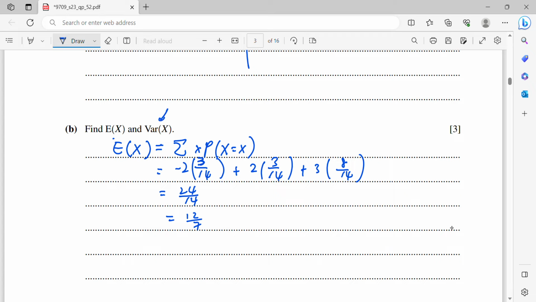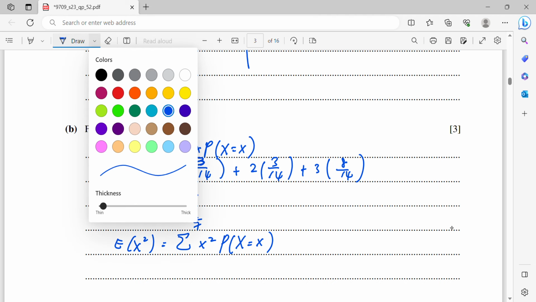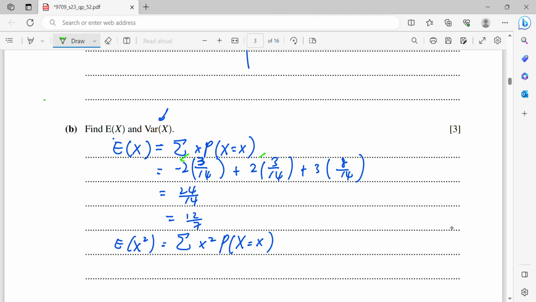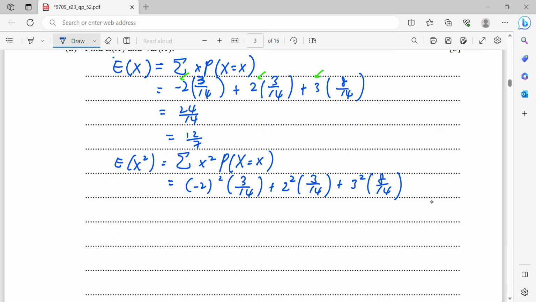Now for variance of X, we need to get E(X squared) first. Basically E(X squared) will be the summation of x squared times p. What we need to do here is square all the x values and keep the rest. So I will get -2 squared times 3 over 14 plus 2 squared times 3 over 14, followed by 3 squared times 8 over 14. From here, you will be getting 96 over 14.